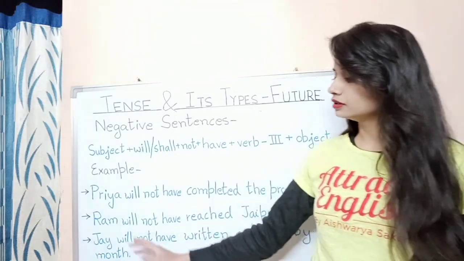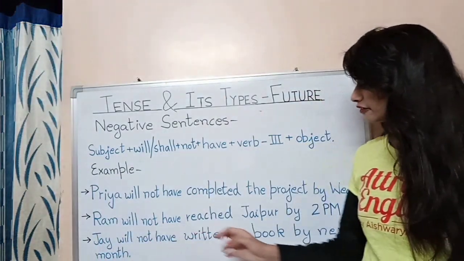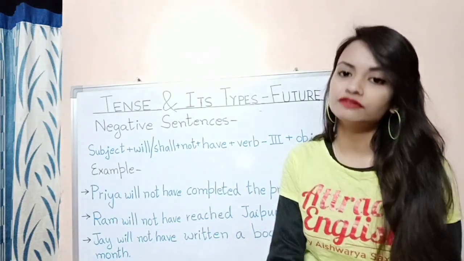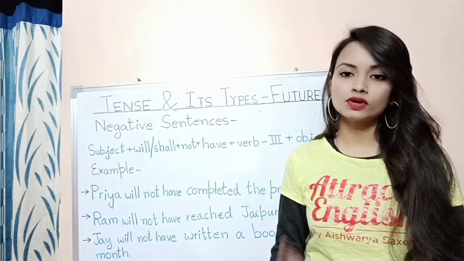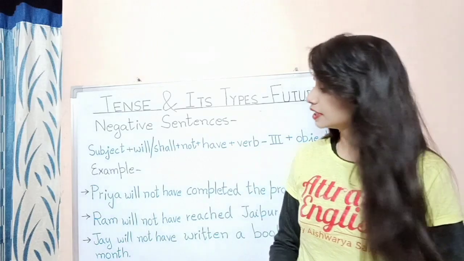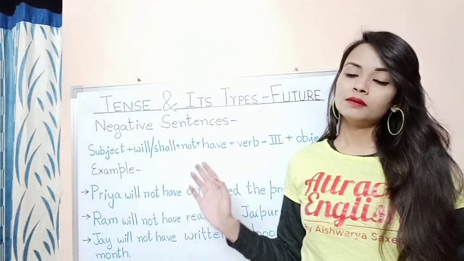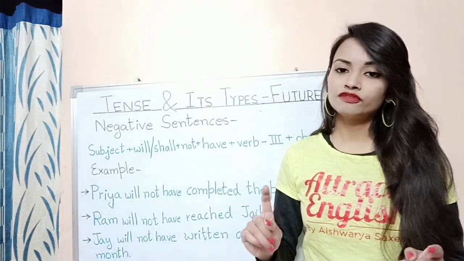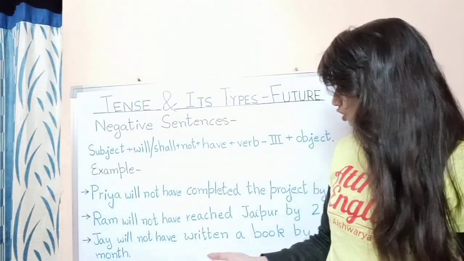Let's have a look at the other two examples. First, Ram will not have reached Jaipur by 2 p.m. Earlier it was Ram will have reached Jaipur by 2 p.m. That time we were talking about the possibility of an event to take place in future. Now I am saying Ram will not have reached, okay, Jaipur by 2 p.m. It means I am talking about the possibility of an action to not take place, okay, in future.